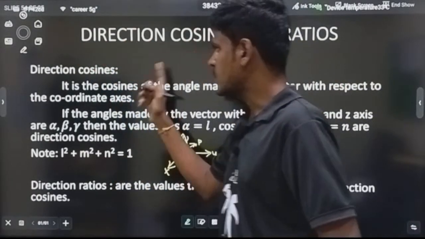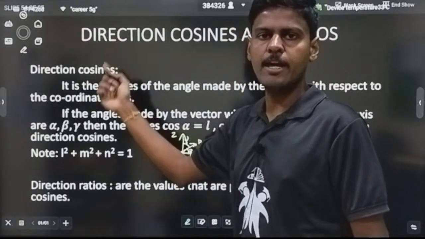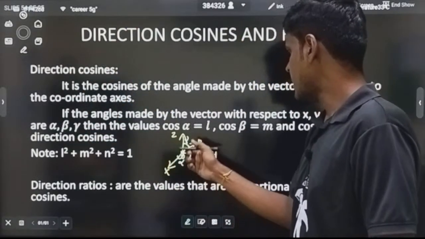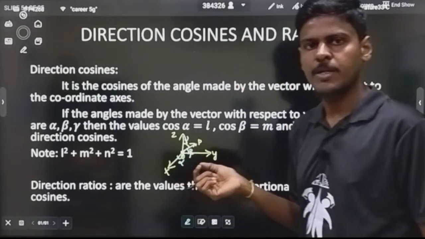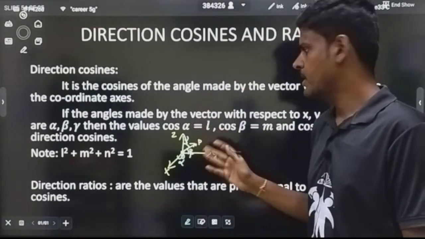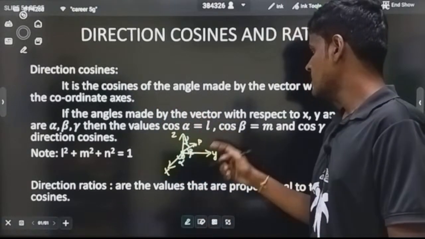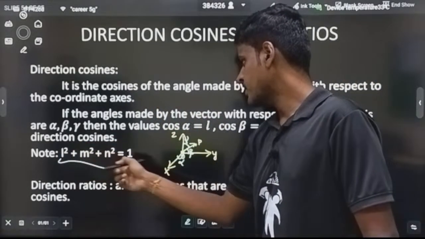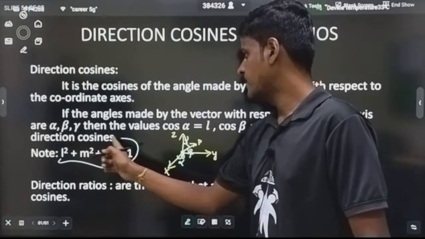So what is direction cosine? It gives the direction, and the direction is defined by cosine of angle, that is cos alpha, cos beta and cos gamma. And this alpha, beta and gamma correspond to corresponding components of the vector, that is i, j, k cap. So what is the relation we know from this? We also have the relation l square plus m square plus n square is equal to 1.